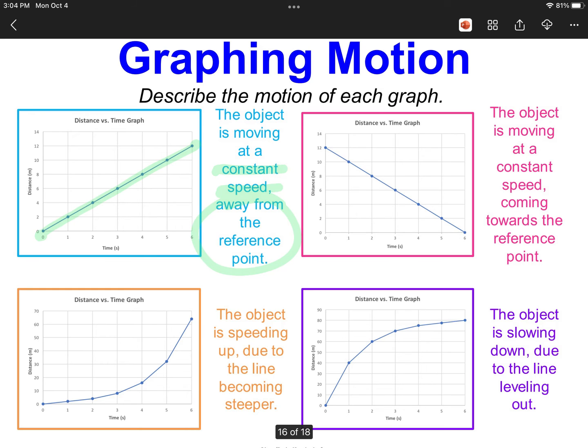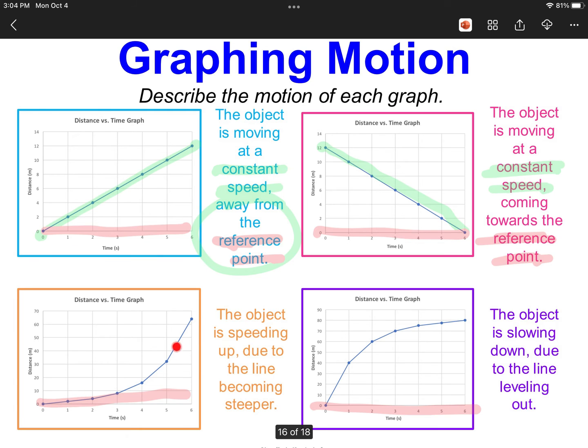Now, when we have a negative slope, we're still moving at a constant speed, but we're coming towards the reference point. The reference point is going to be our x-axis down here. That's our reference point. Even on these, that bottom line is our reference point.